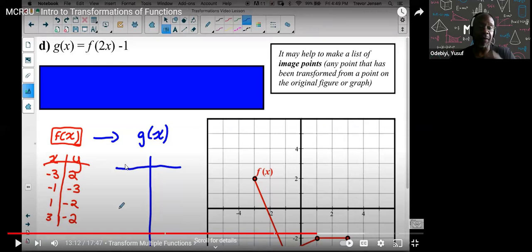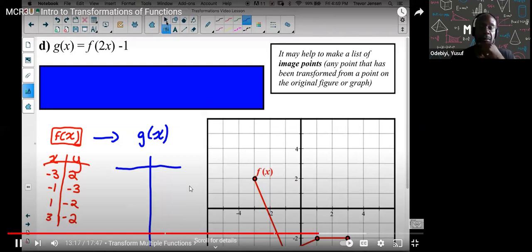So every value here for x, you're going to multiply by 2. That's what's going to be up here. Every value for y, you're going to subtract 1, because that's what the transformation shows. Then we'll plot those points onto our graph to get the graph of the transformation. So when you plot the points, you're going to see it compressed and moved down.